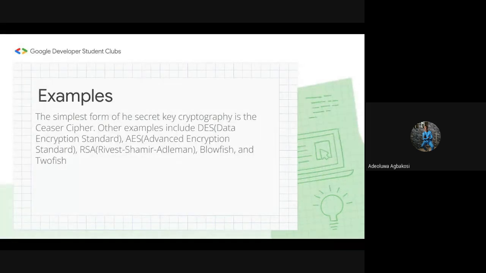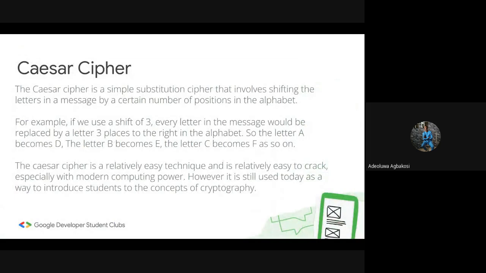So now, in secret key cryptography, or symmetric key cryptography, we're using the same secret key, which is just a single key, to encrypt data and decrypt the data. Okay, let's move on. Now, let's look at the Caesar cipher. So we're starting with substitution ciphers now. Let's look at the Caesar cipher.